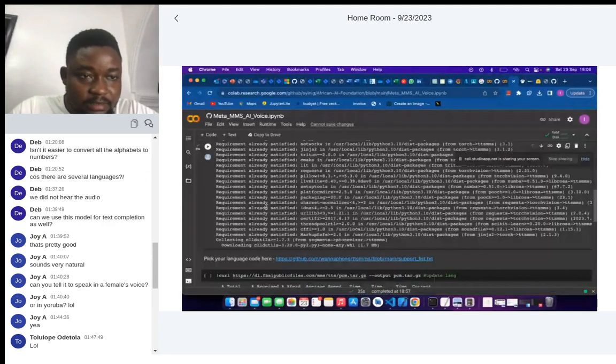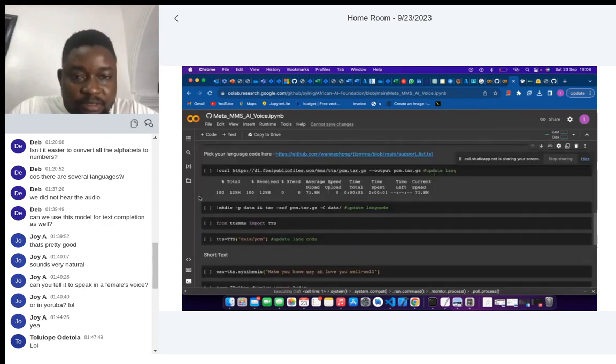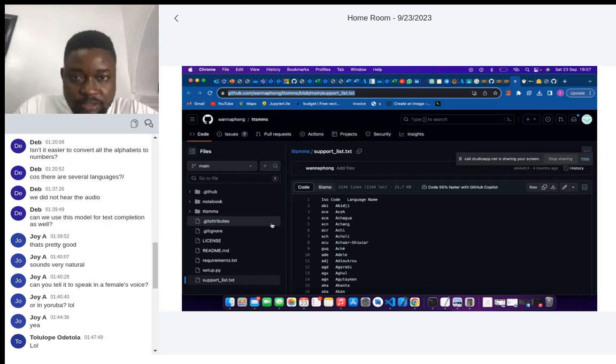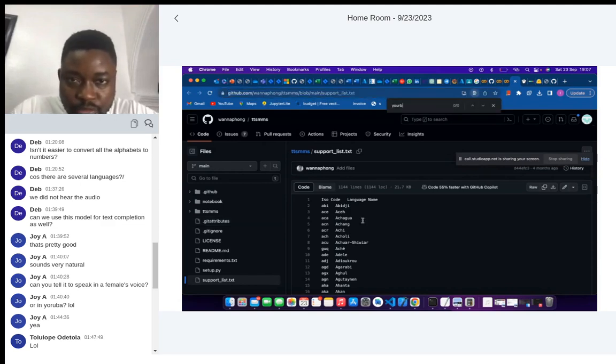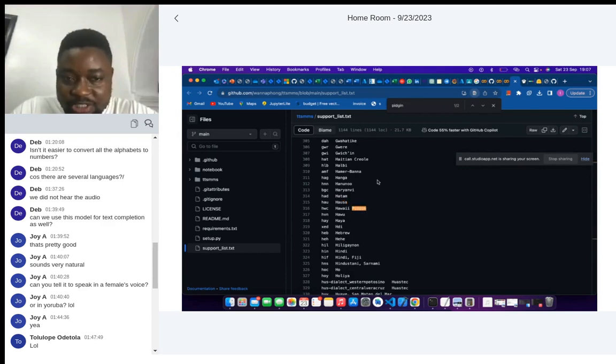I think I've already run this. So how it works, the code is pretty simple. You can see all the languages that are supported. If you click this link, you'll see all the languages supported by Meta's AI. If you type Yoruba, can you see? This is Yoruba right here, and this is the language code. Let's see, Hausa. HAU is the language code. Pidgin. There are a lot of Pidgin, but Nigerian Pidgin English is one. This is the language code, PCM.